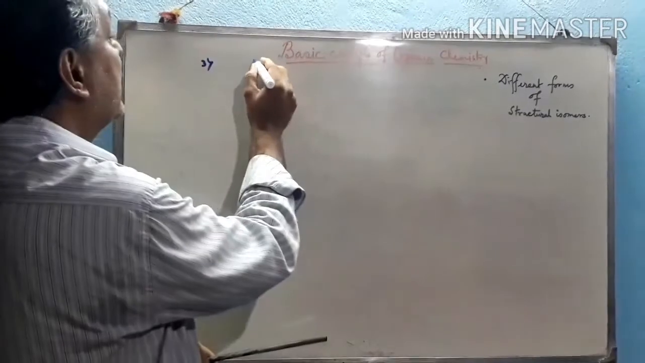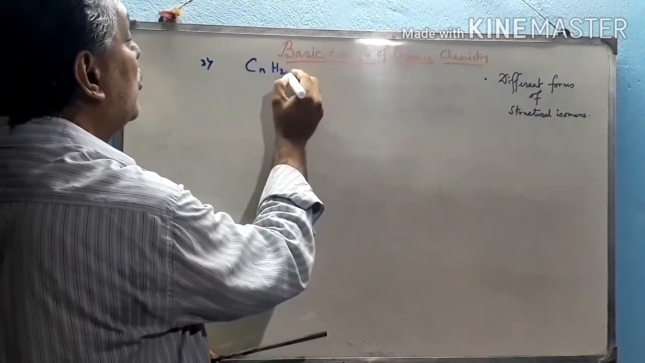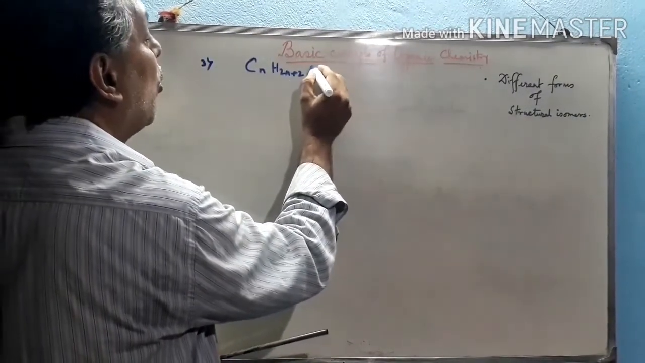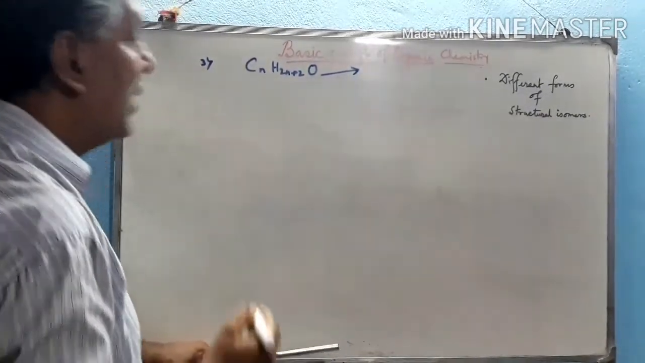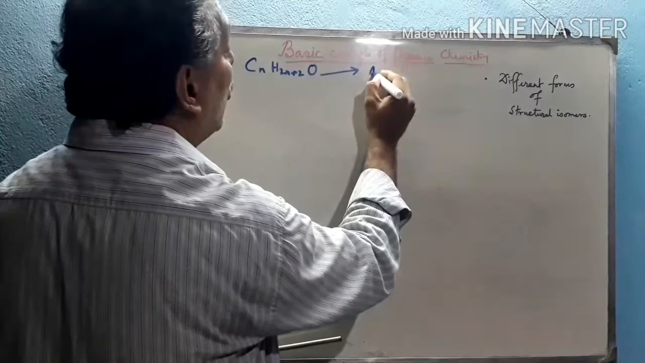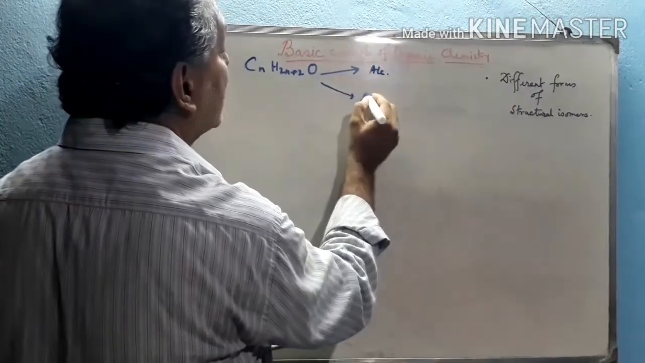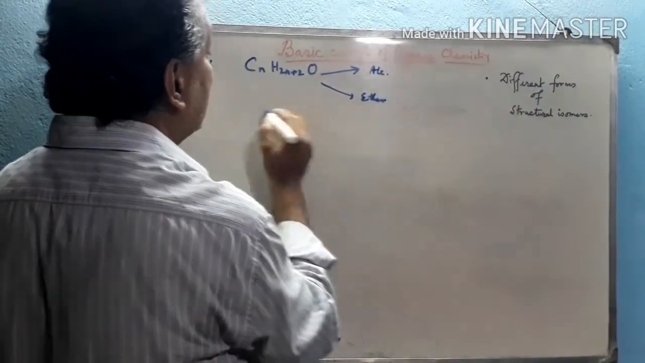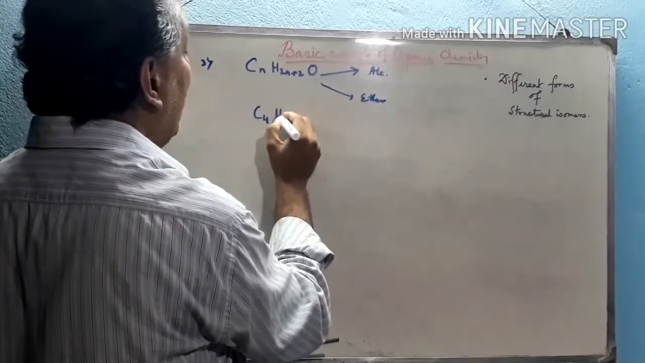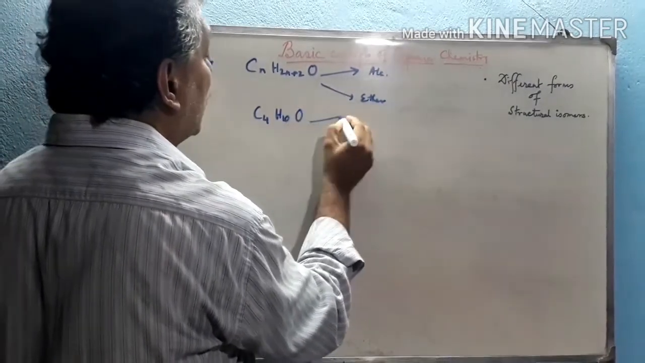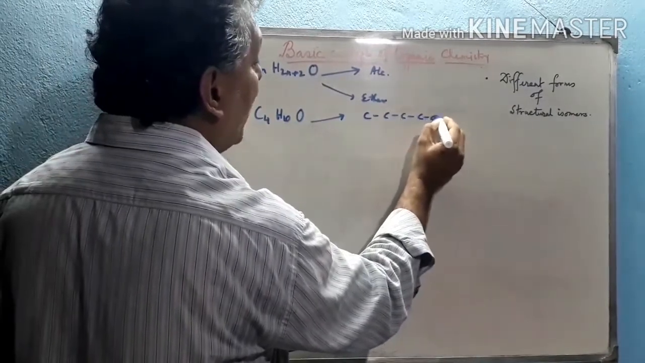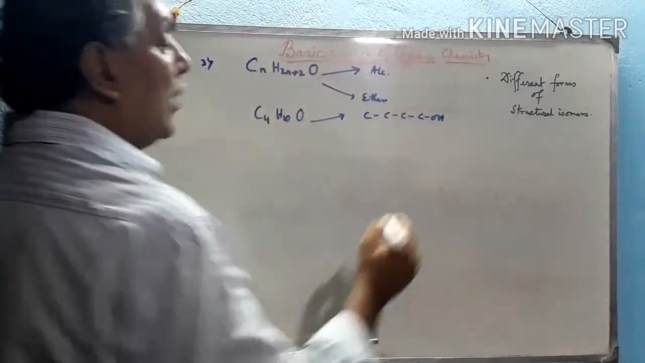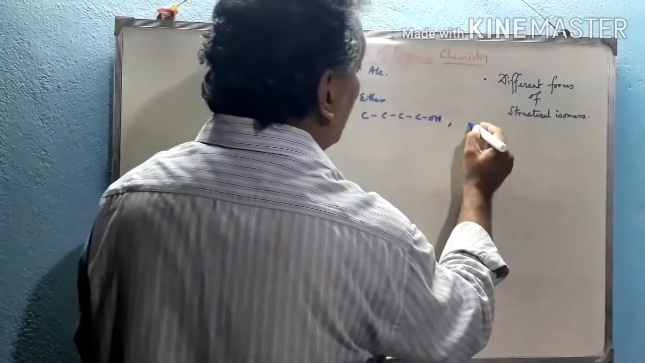Next part is CnH2n plus 2O. This has also 2 different functional groups. Number 1 is alcohol and number 2 is ether. See this, with respect to C4H10O, we can draw the different alcohols like C, C, C, C, OH. This is butane-1-ol.